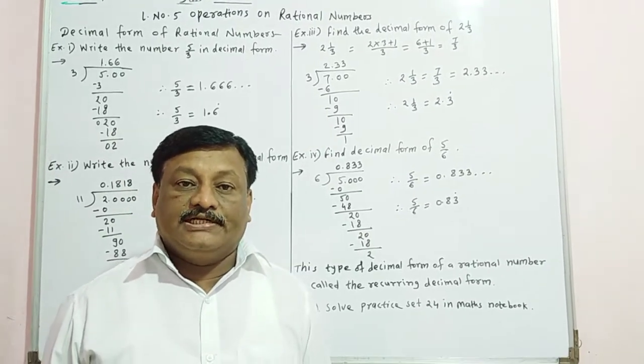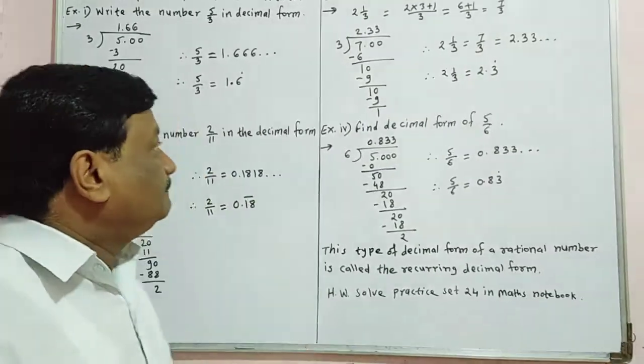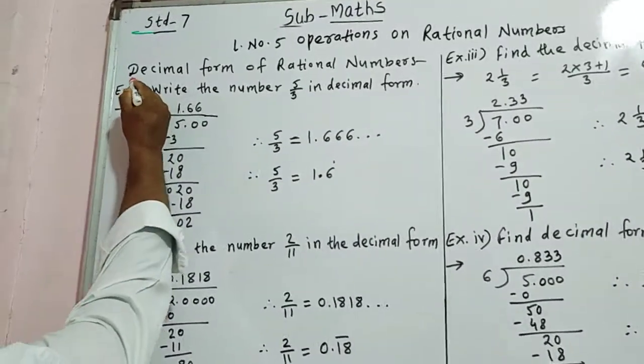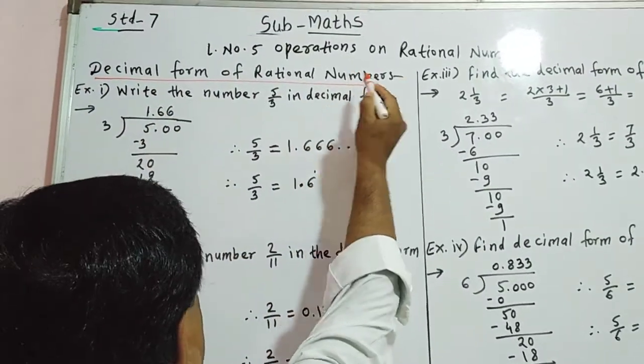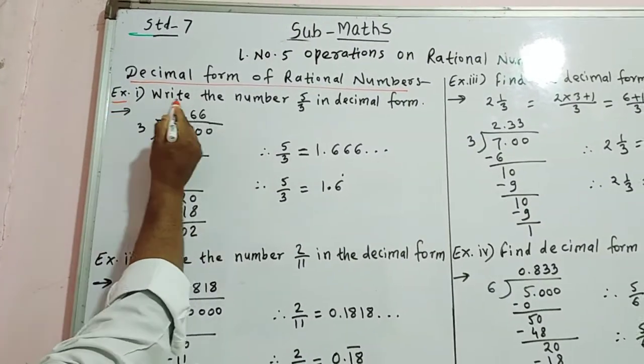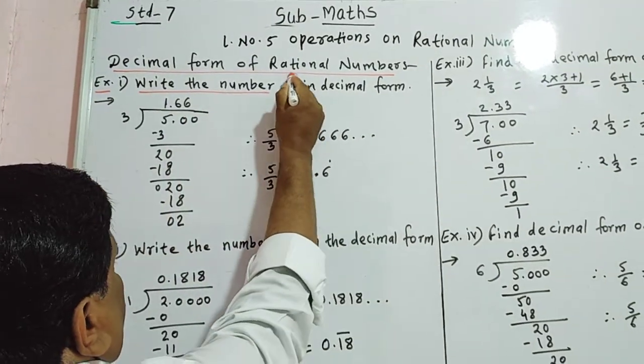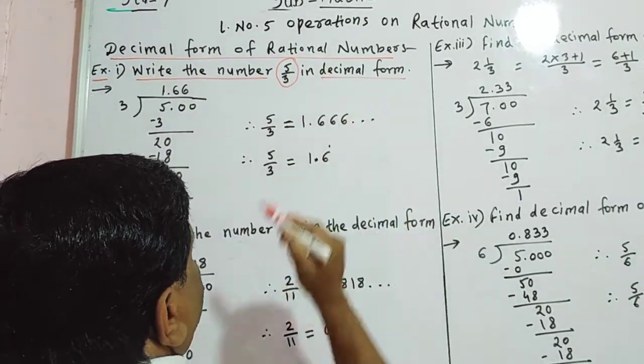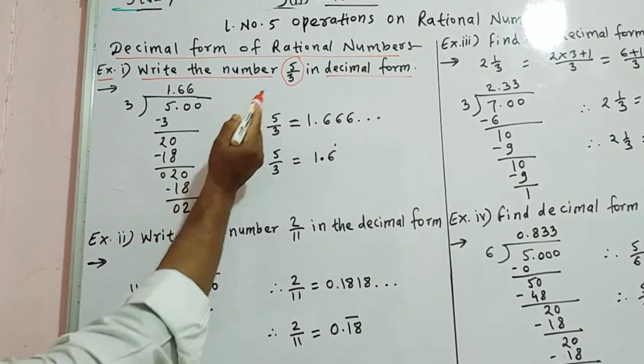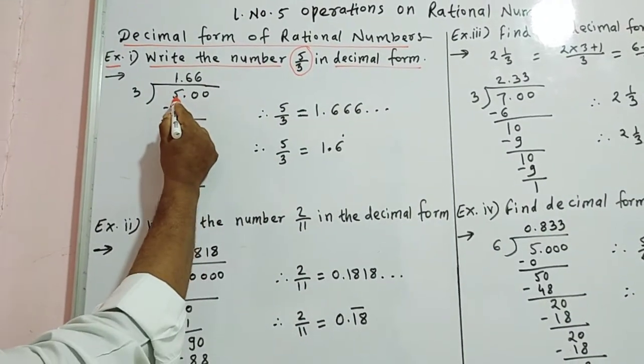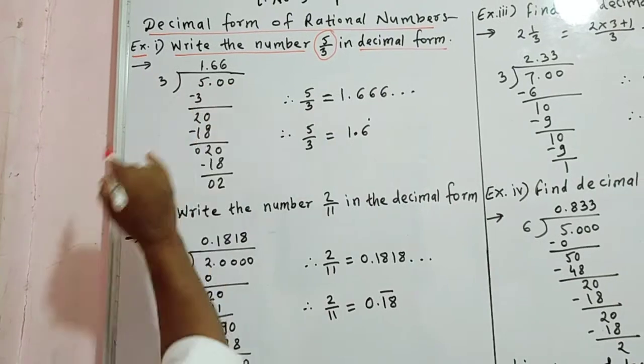Today we will see decimal form of rational numbers. First example is write the number 5 upon 3 in decimal form. Divide 5 by 3. 5 point, take 0 0.